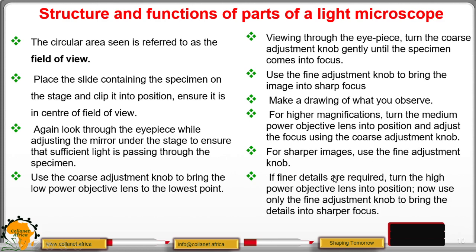And if even finer details are required, you turn to the high power objective lens and then use the fine adjustment knob to bring the image into sharper focus.